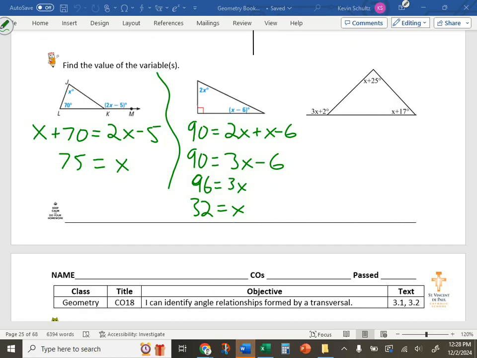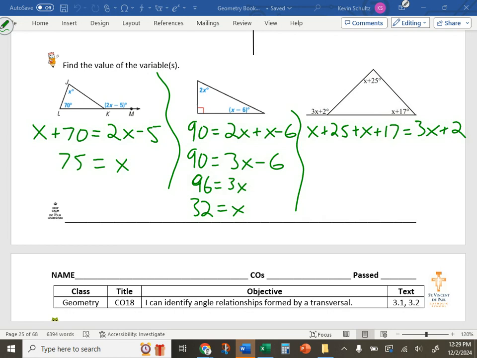Okay. And the last one, what is our relationship we can set up here? Look at what you have. What information are you given? Exterior angle theorem. So what relationship would that provide for us? X plus 25 plus x plus 17 equals 3x plus 2. Good. The two interior angles, x plus 25 and x plus 17, equal the exterior angle, 3x plus 2.